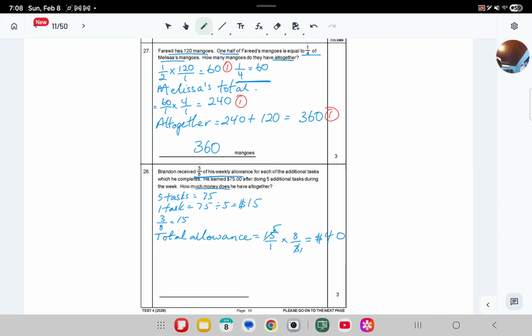And then the question asks how much money does he have altogether. Alright, so we know it was $40 for his base allowance, plus the $75 additional that he got, which is equal to $115.